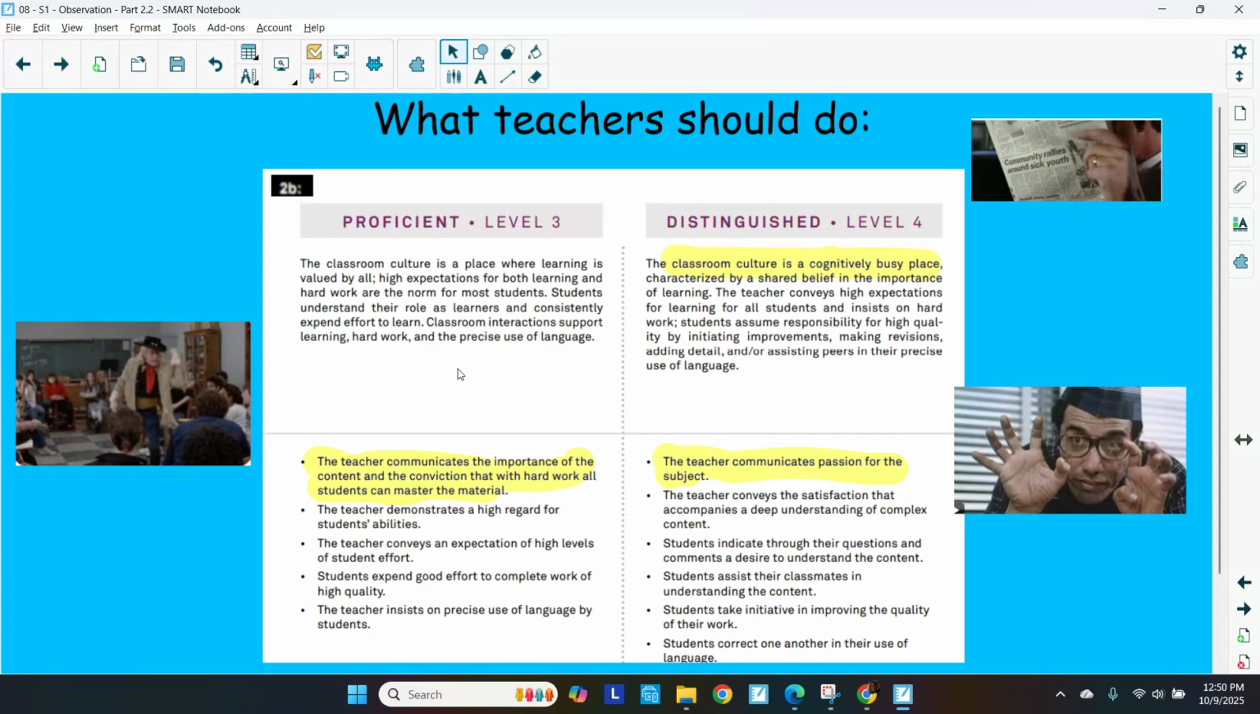But that's for proficient. For distinguished level 4, the classroom culture is cognitively busy and the students are working like crazy. I remember Miss Pollock had to cover my class one day, and my instructions were show my movie for the students to learn because they had a new lesson they had to learn, and give them this handout, and they should be able to take it from there.